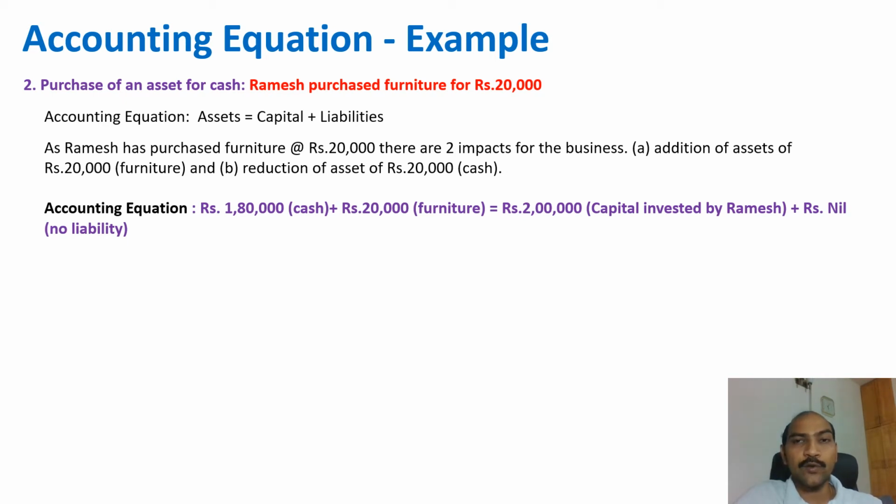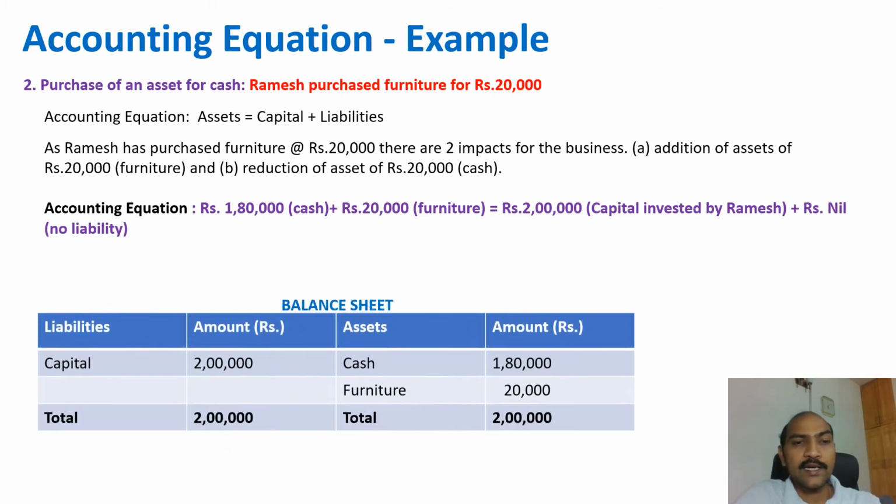So the 2 lakh rupees that was invested by Mr. Ramesh will come down to 1,80,000 rupees. And in addition to this 1,80,000 rupees, the business will have furniture of 20,000 rupees. So if you see the accounting equation here, assets equal to capital plus liabilities. The cash the business will have is 1,80,000 rupees plus 20,000 rupees furniture, equal to 2 lakh rupees invested by Mr. Ramesh, and there is no liability.